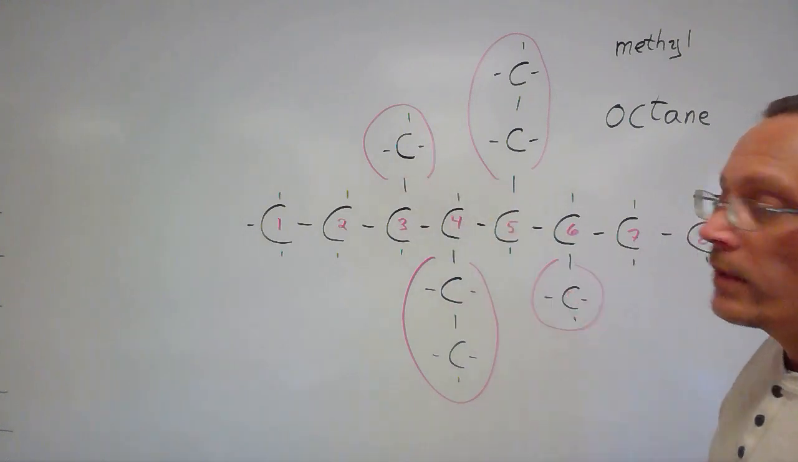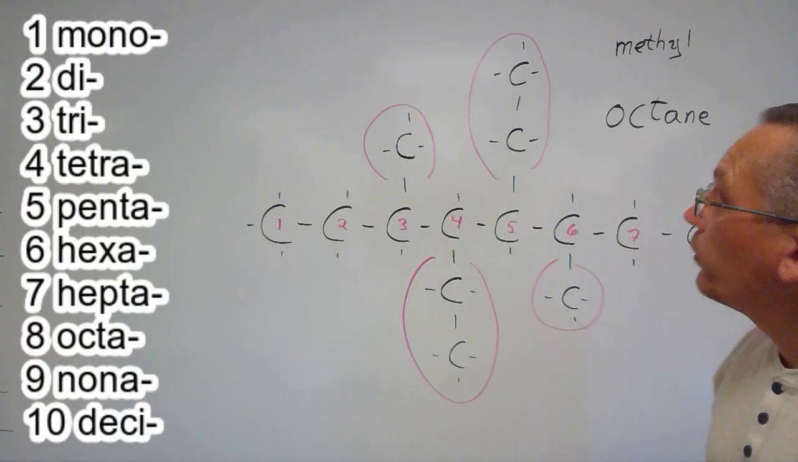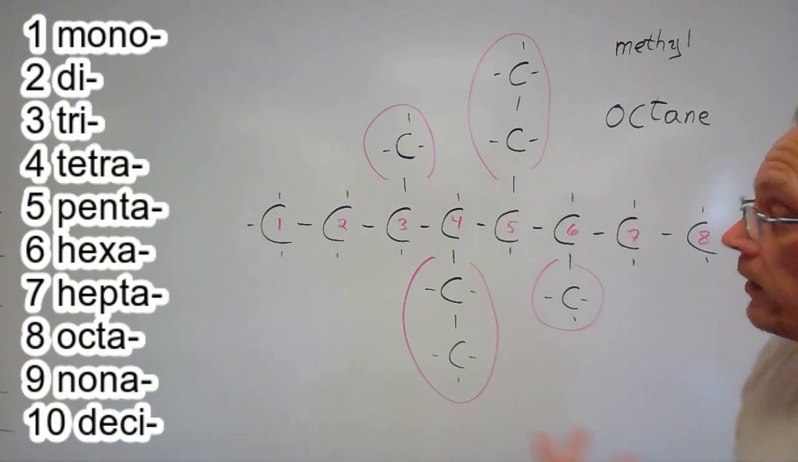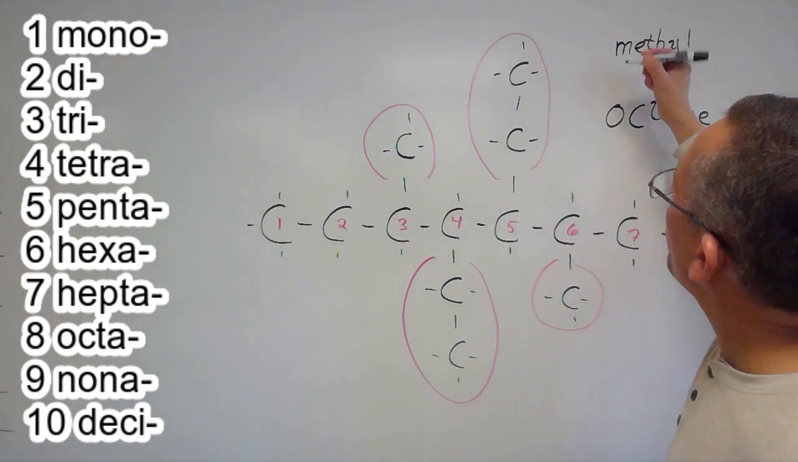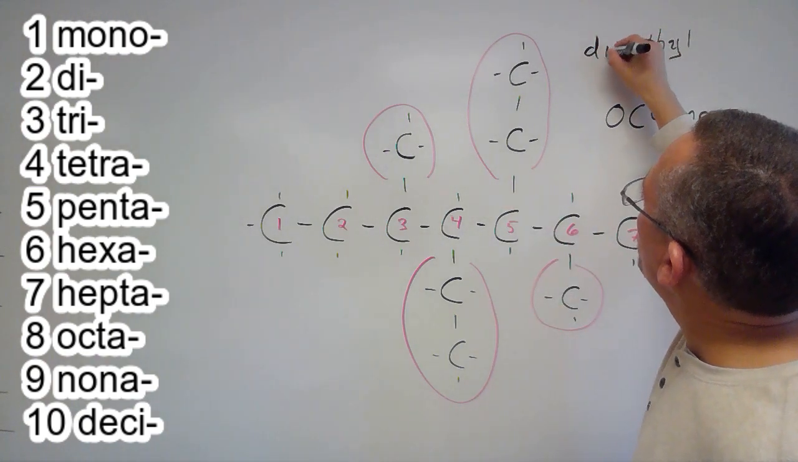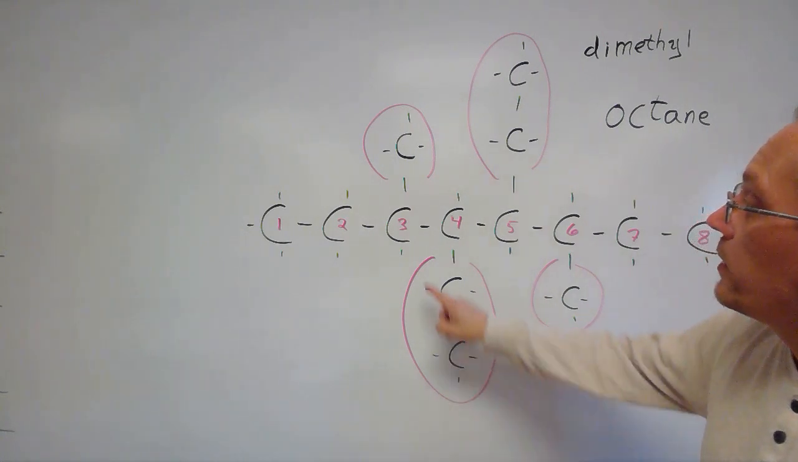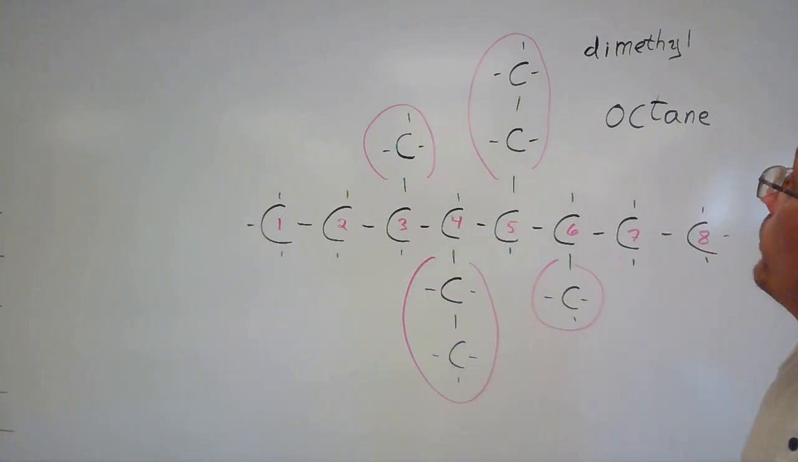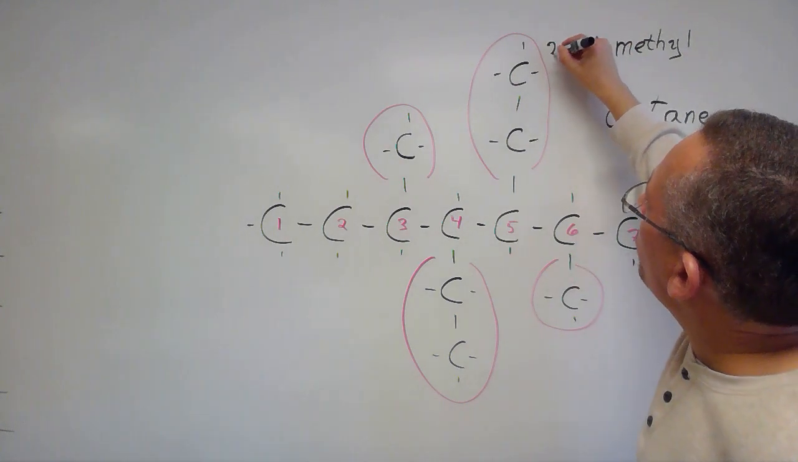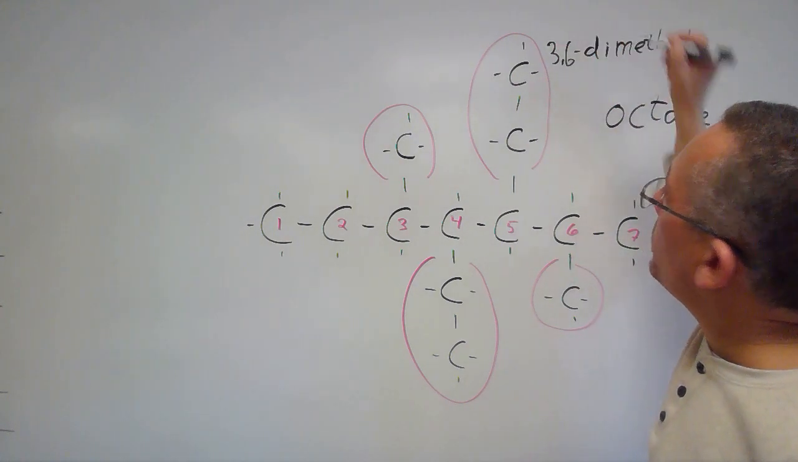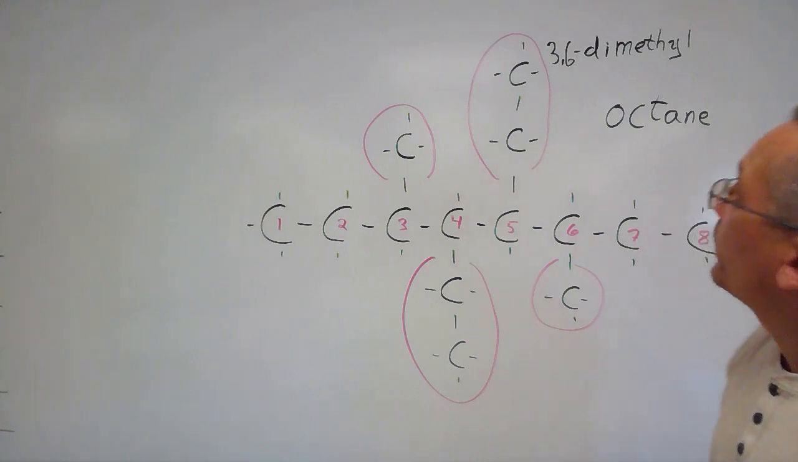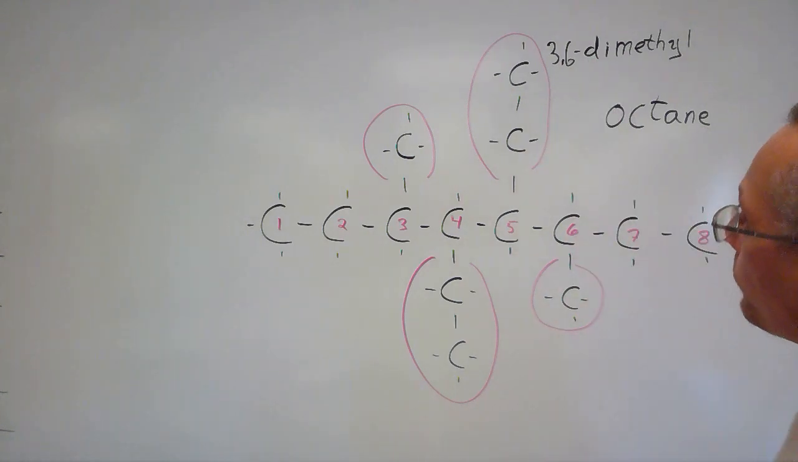There are 2 of them, so I want to put the non-organic prefix for 2 in front of that, and that is dimethyl. And then let's put the carbon numbers that they come off of. That's carbon number 3 and carbon number 6. 3,6-dimethyl. Kind of squeeze that in there a little bit.